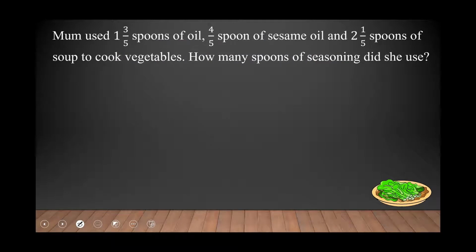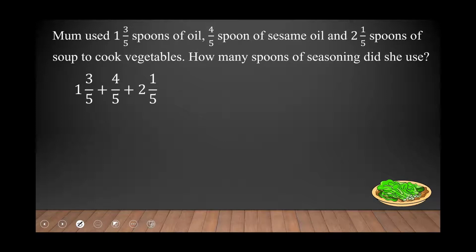Mom used 1 3/5 spoons of oil, 4/5 spoon of sesame oil, and 2 1/5 spoons of soup to cook vegetables. How many spoons of seasoning did she use? Now with 3 parts, that gives you how much seasoning they have. And I want a total of it, so I add all 3 numbers together. 1 3/5 plus 4/5 plus 2 1/5.